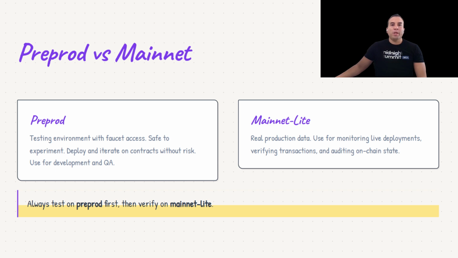Mainnet is the real deal. Production data. You use this for monitoring live deployments, verifying that real transactions went through, and auditing on-chain states. The golden rule: always test on preprod first, then verify on mainnet. Never deploy to production without thorough testing. You have heard that before, I know, but it's worth repeating.